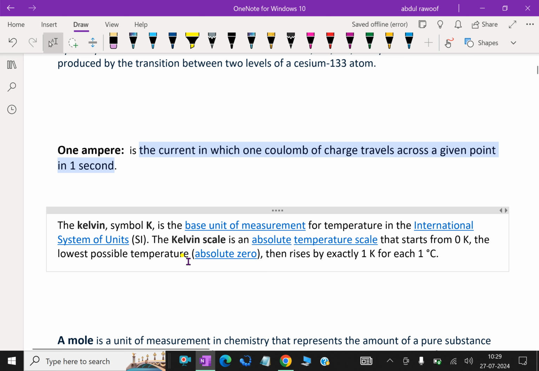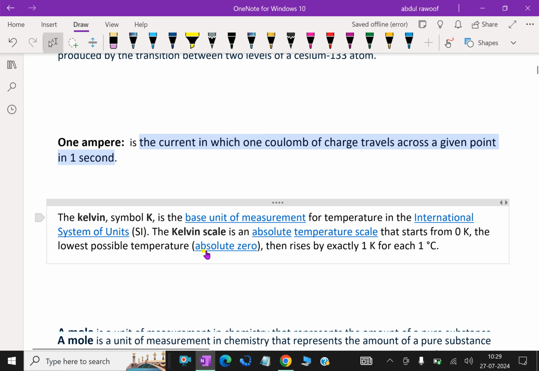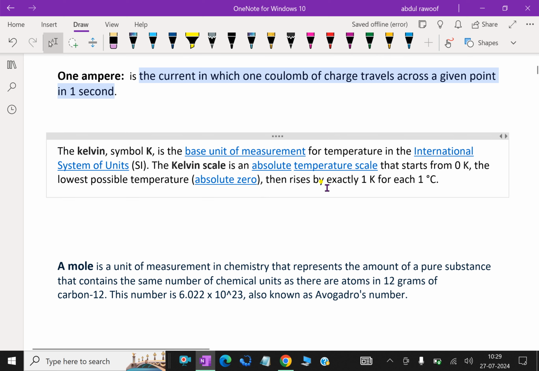The Kelvin, symbol K, is the basic unit of measurement of temperature in the international system of units. The Kelvin scale is an absolute temperature scale that starts from 0 Kelvin, the lowest possible temperature, that is absolute zero, then rises by exactly 1 Kelvin for each 1 degree Celsius.